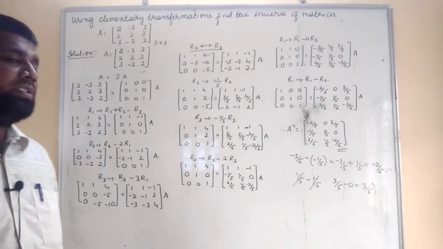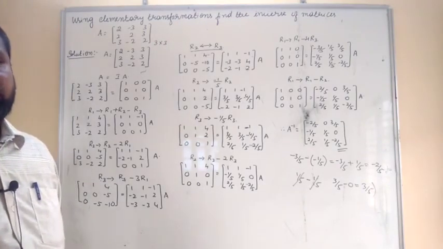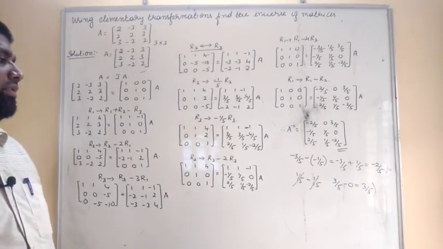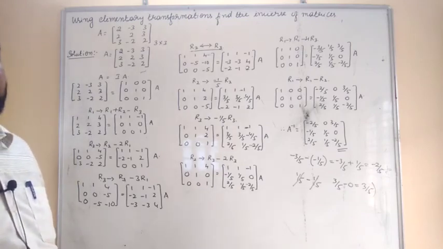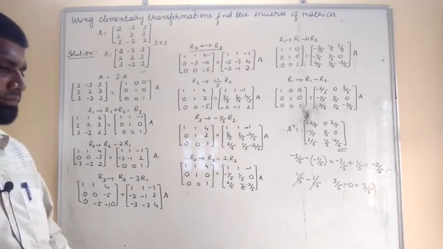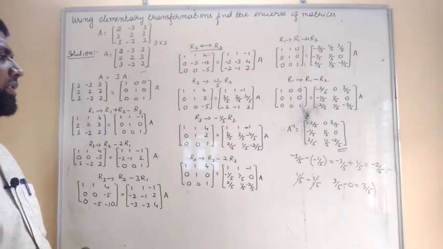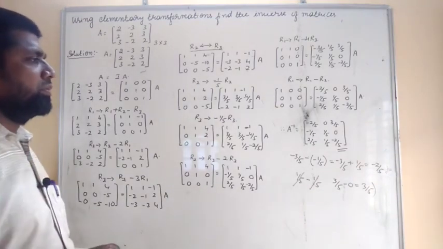If you have to verify, verify by using A into A inverse is equal to I. So in this exercise 3.4 there are two problems. Then you solve the two problems by yourself.